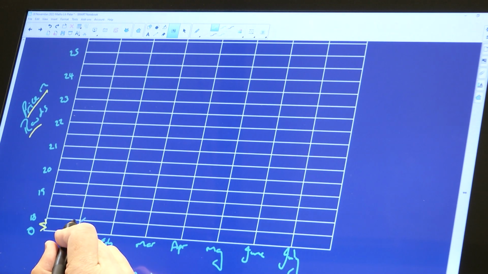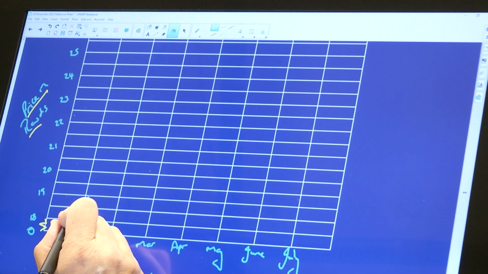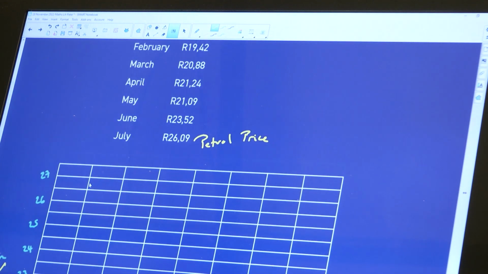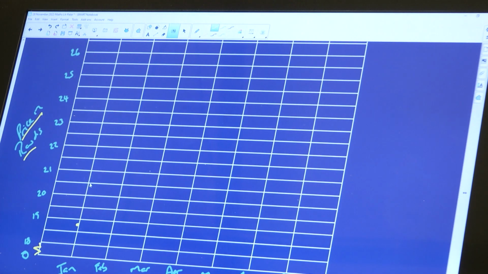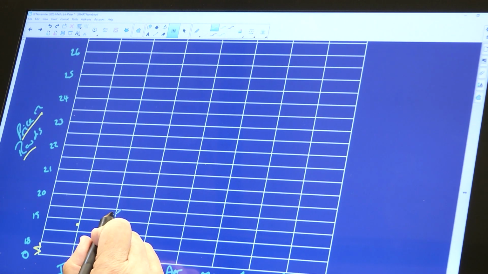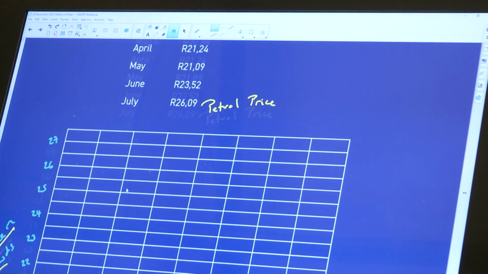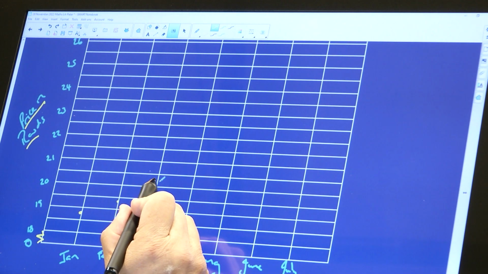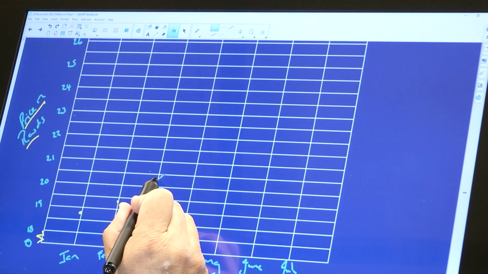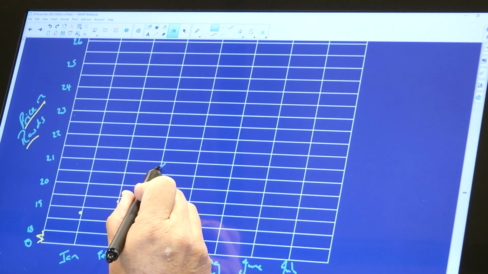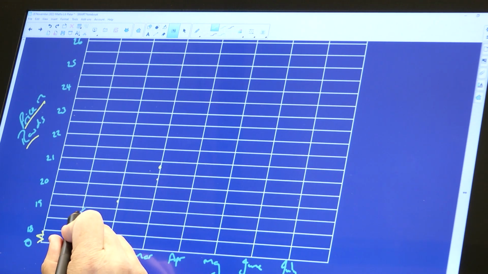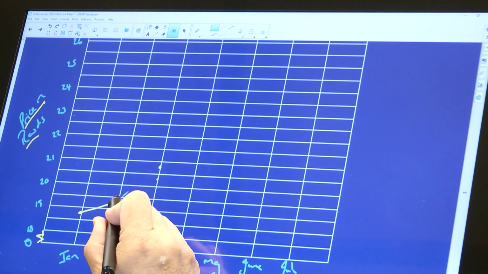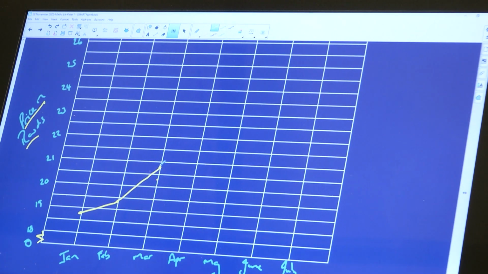So January's price, we said, was 18 Rand 89, which would be around about that mark over there. In February, we jumped to 19 Rand 42, just under 19 Rand 50, somewhere over there. In March, the price jumped to 20 Rand and 88 cents, somewhere over 20 Rand 50, 20 Rand 88, somewhere there. Okay, and then folk, once you've done that, you would draw all these lines, or where the dots are, you would join them.